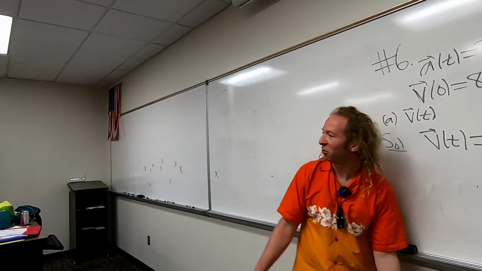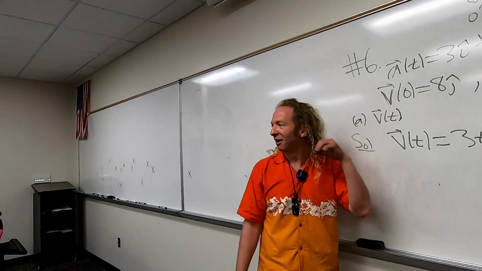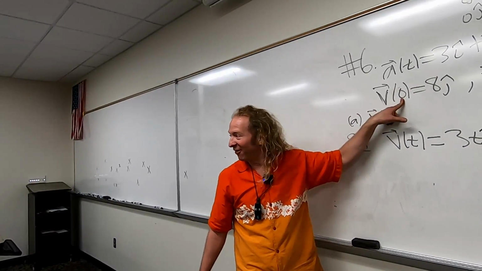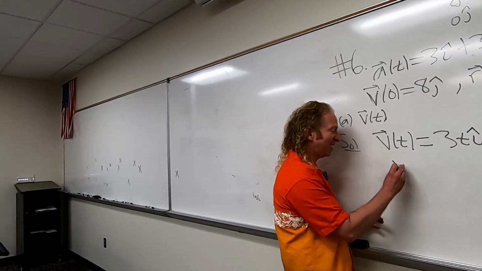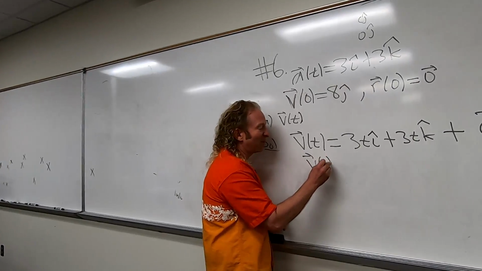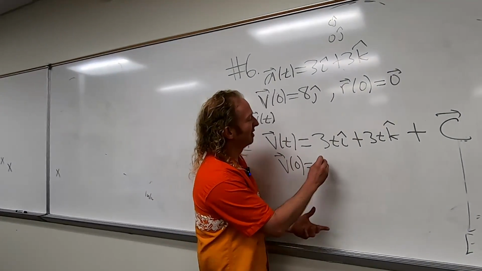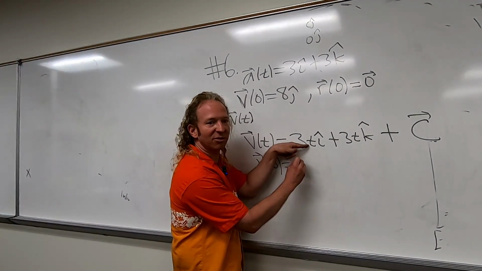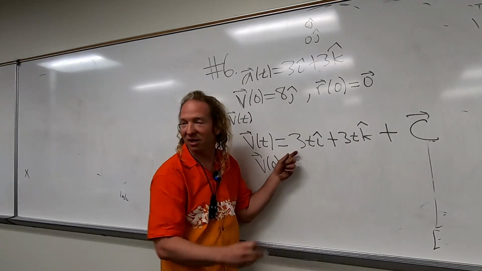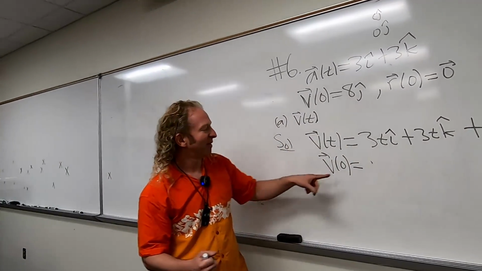How do we find the C? What do we do now? Yeah, plug in this. Very good, Tori. So V of 0, all the t's become zeros, right? It's really late. It's like 8:30.